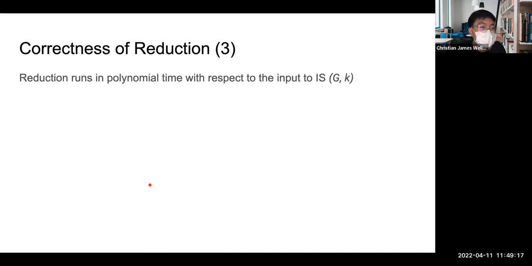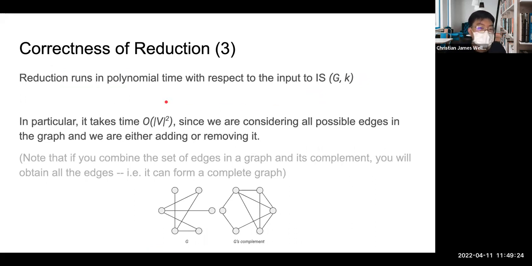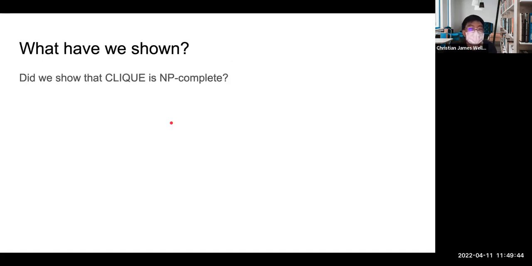And finally, the reduction runs in polynomial time with respect to the input, because all we do is complement the graph. In particular, it just takes time O of the size of the vertices squared, because a complete graph has V squared edges. If you overlay the graph and its complement together, they'll form a complete graph, which has O(V squared) edges. So it takes polynomial time.